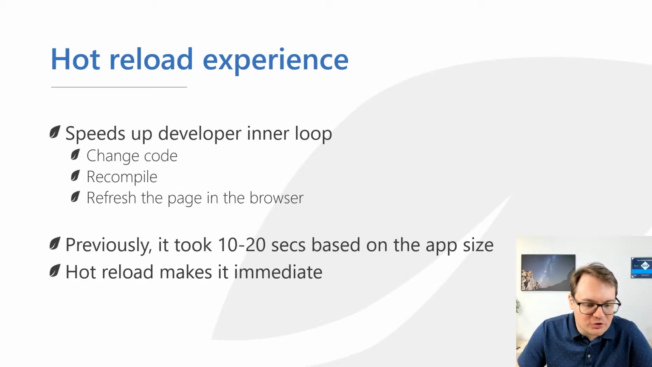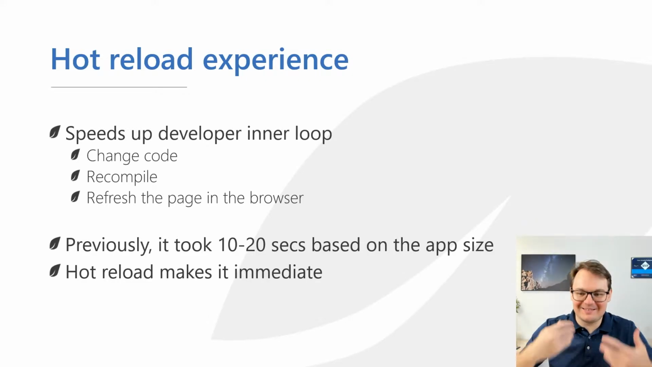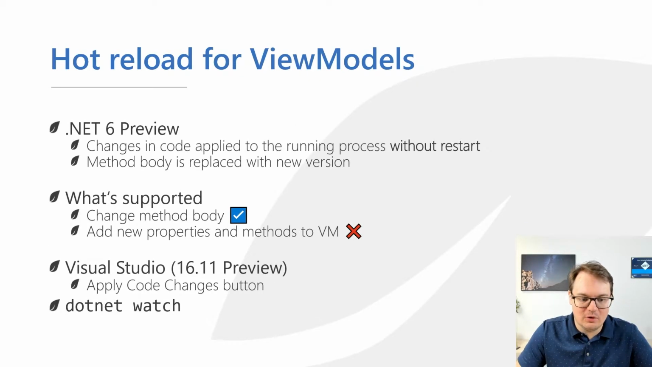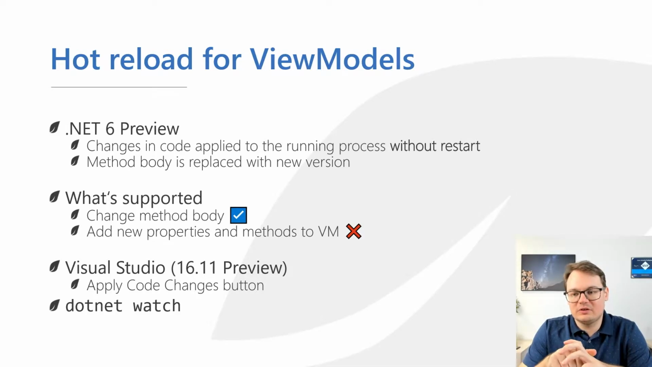So hot reload means that when you change the code, you will be able to just snap and try the functionality right away without waiting for the recompilation. So in .NET 6 preview, it's already working. I have a demo of this functionality. .NET 6 can apply code changes into an existing process.